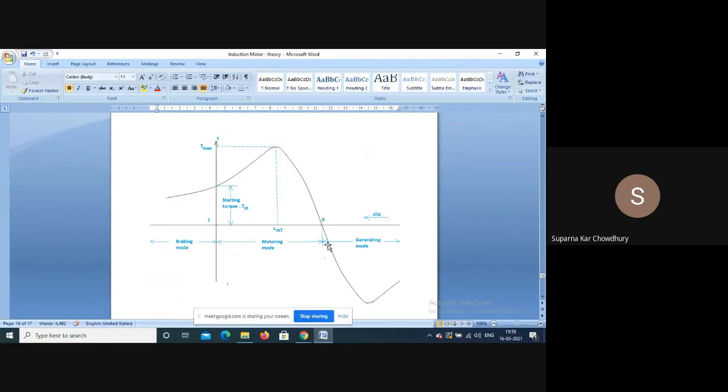Now for negative slip it will have the generating mode, and the same thing will be replicated in this axis. The values will be the same, and the braking mode is slip more than 1, so this will be the braking mode. So this is the total torque slip characteristic. This is the starting torque, this is the maximum torque, and this is the slip at which maximum torque occurs. Slip is increasing in this direction.